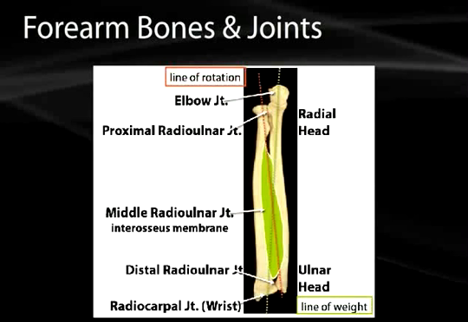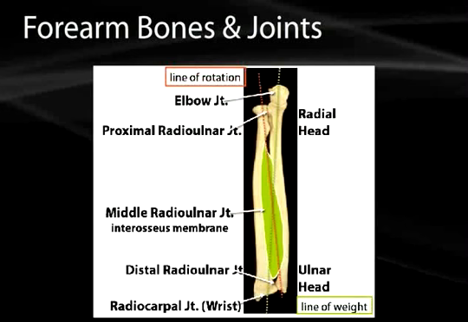So a fall on the hand will transmit forces through the base of the radius, which will then transmit along this line of weight across the interosseous and into the proximal end of the ulna. That's why you tend to see distal fractures of the radius and sometimes more proximal fractures of the ulna. And that's the line of weight that it's carrying the forces through.